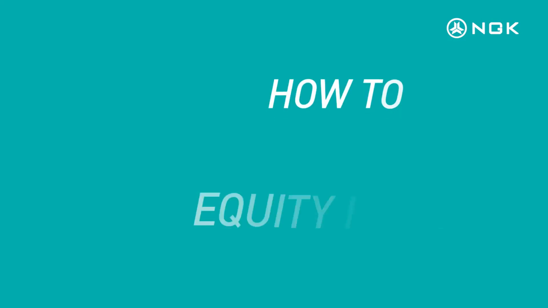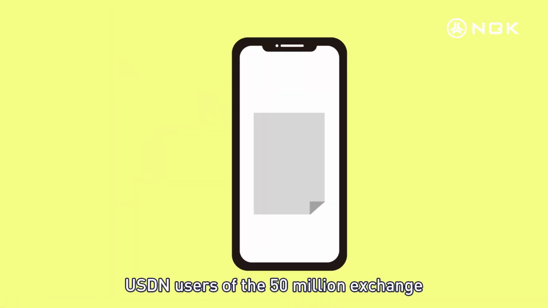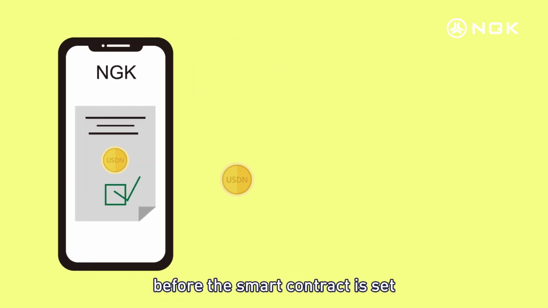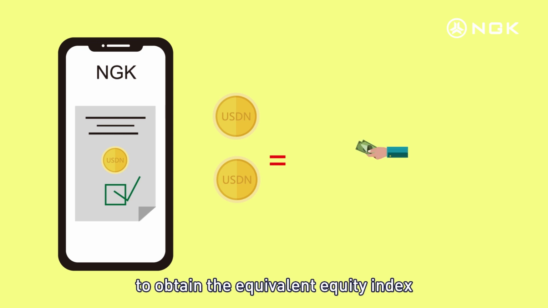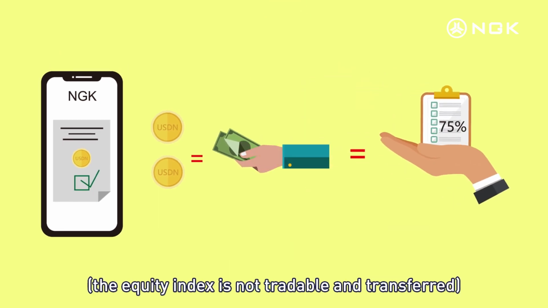How to obtain the equity index? USDN users who exchange 50 million equivalent USDN circulating currency before the smart contract is set can obtain the equivalent equity index. The equity index is not tradable or transferable.